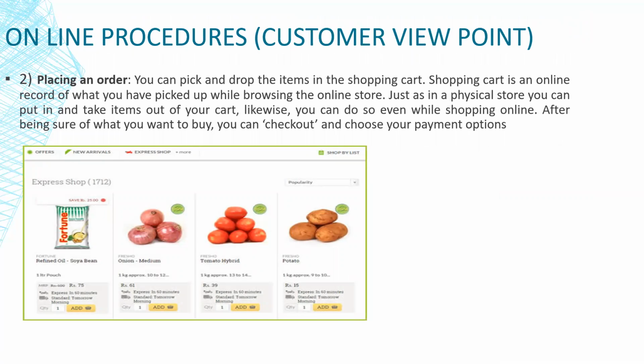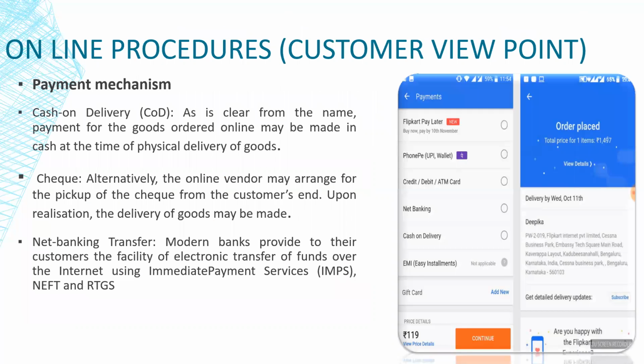The second point is placing an order. You can pick and drop items in the shopping cart, and the record is there. You can keep things in your cart while you are browsing the store, the same way you do in a physical store, the same way you go to DMart or Reliance. After you ensure you want to buy these things, you can check out and choose the payment method. And if you don't want to buy something, you can take it out of your cart. That is the online procedure from the customer viewpoint.